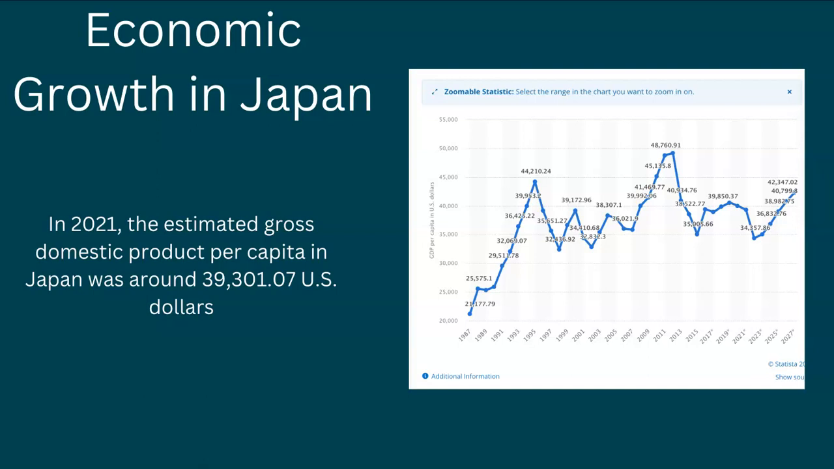Based on the Consumer Confidence Index, Japanese households found that their quality of life, income growth, and employment propensity to durable goods were at low satisfactory standards, perhaps due to these households still experiencing the effects of the 1990s bubble crash. In 2021, the estimated gross domestic product per capita in Japan was around thousand US dollars, which is much lower, but they also have a much lower population, so that comes into effect.